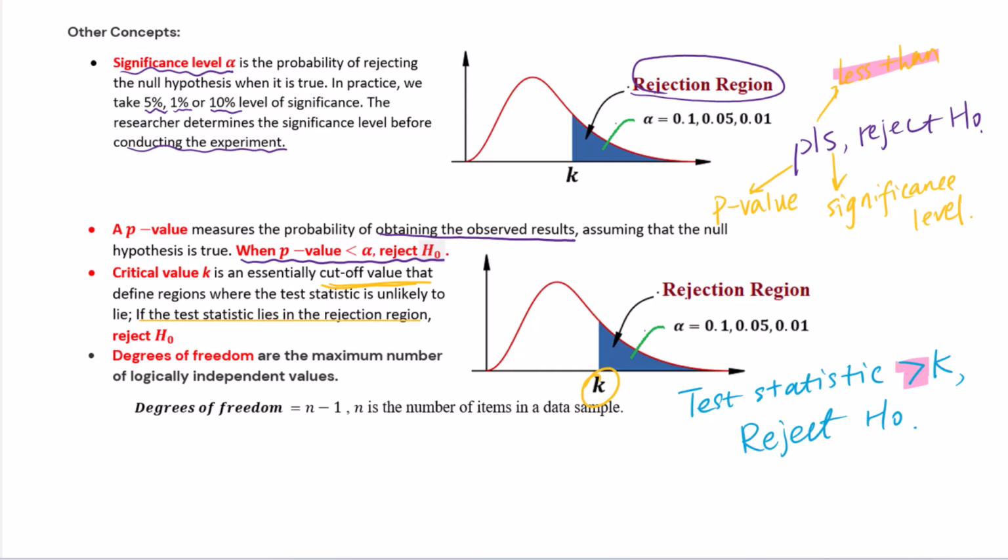Degrees of freedom are the maximum number of logically independent values. df equals n minus 1. N is the number of items in a data sample.